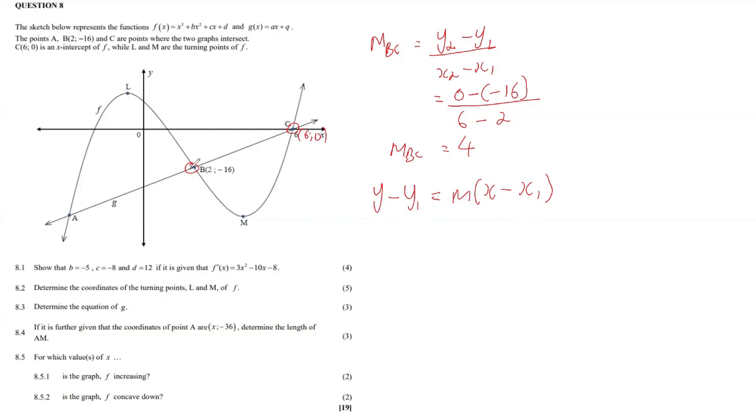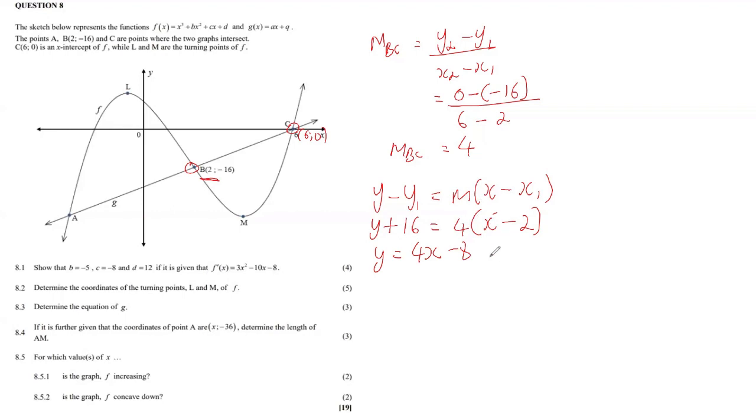So let's just go with the B here. So this will be y, but since our y value is negative 16, that's negative and negative, it will be positive 16. Our gradient is 4. And then here we have x, and our x coordinate is 2. So this would have to be 4 times x, that's 4x. Then 4 times negative 2, that's negative 8.